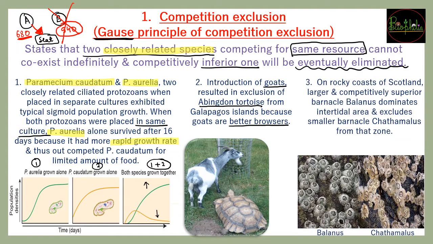So goat का population बढ़ने लगा, goat were being superior than the tortoise, so tortoise were getting lower in their population. Third था the example about the rocky coasts of Scotland. So Scotland में क्या हुआ था? Scotland में there were barnacles. Two barnacles were present, and one of the barnacle which was superior. So superior वाले का नाम था Balanus, who was dominating the intertidal area, और जो smaller वाला था, it was the inferior one, and that inferior one barnacle was excluded. उसकी population को बहुत ज़्यादा कम कर दिया गया because it could not survive under that competition.